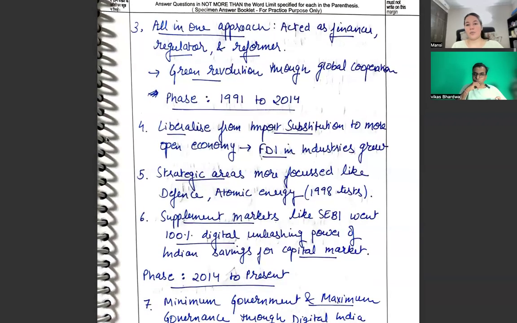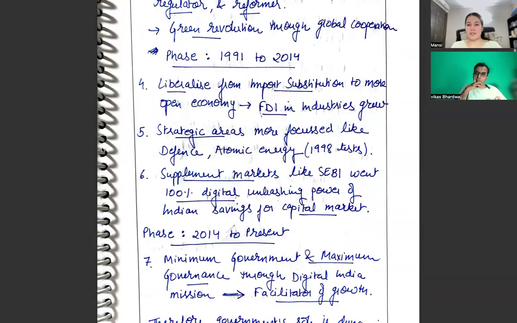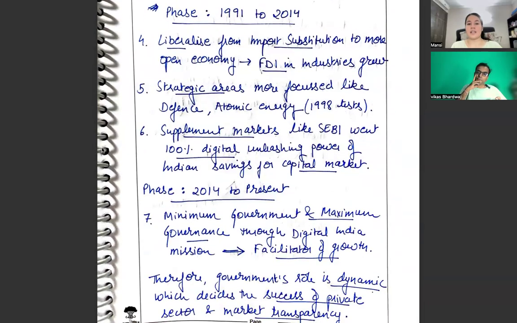Then phase two would be 1991 to 2014. Here the government's role was liberalized from import substitution to a more open economy. For example, FDI in industries grew. Strategic areas were focused on, like defense and atomic energy, for example the 1998 tests, and the government supplemented the markets, like SEBI going 100% digital, unleashing the power of Indian savings for the capital market.